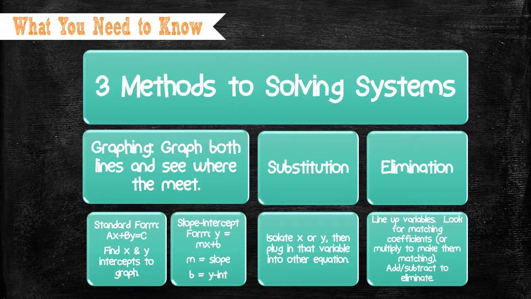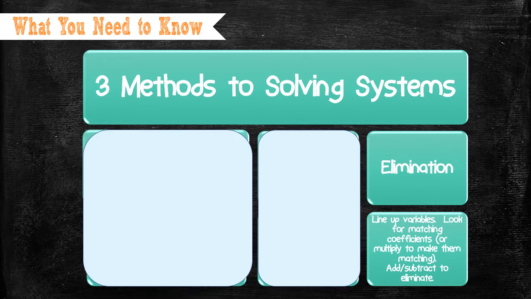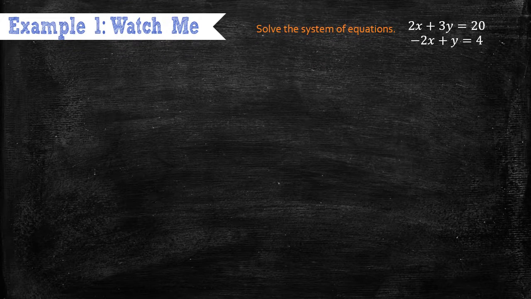You can also do it by substitution, where you isolate an X or a Y, and then you plug that variable into the other equation to find your answer. And then today we're going to focus on the method of elimination, where you line up the variables and you look for matching coefficients. Or you have to multiply them to make them matching, and then you add or subtract to eliminate. So let's look at our first example to see how we would do this.